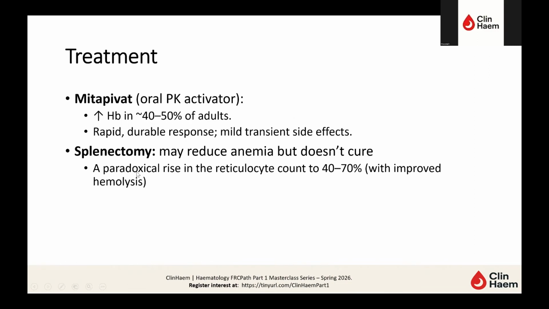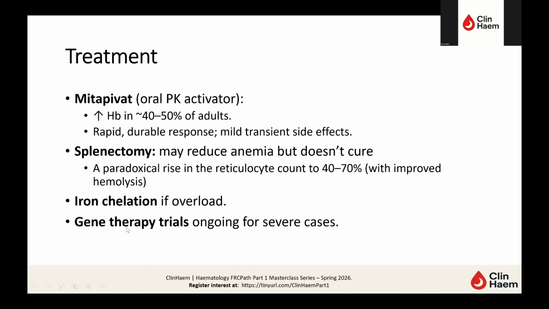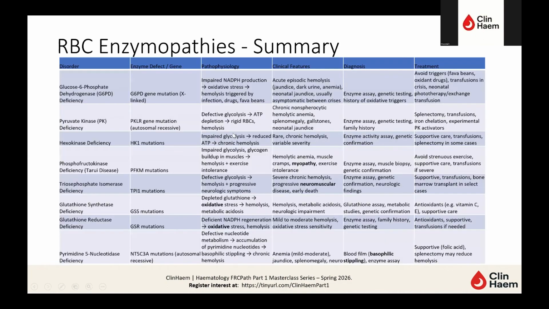If you do splenectomy, even though the hemolysis has improved, you see a very, very high reticulocyte count, which you've probably never seen before. 40 to 70% of the red cells can be reticulocytes. This is because they were previously being stuck in the spleen, specifically in this condition. So when you remove the spleen, all of them can happily float around. You'll see a massive reticulocytosis, but the hemolysis is not that bad. And you give iron chelation, and gene therapy trials are ongoing for severe cases.